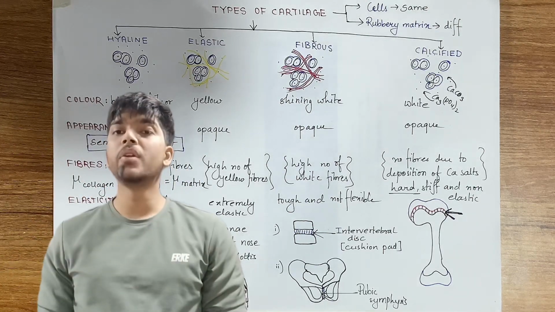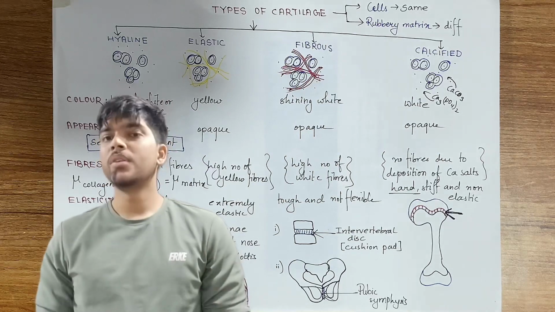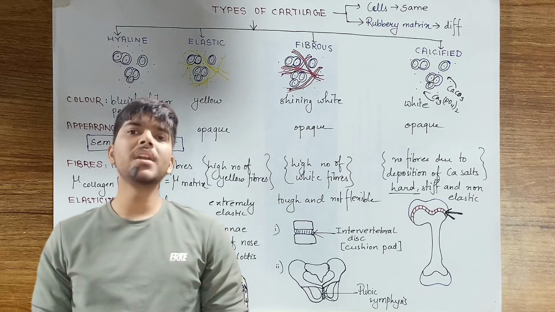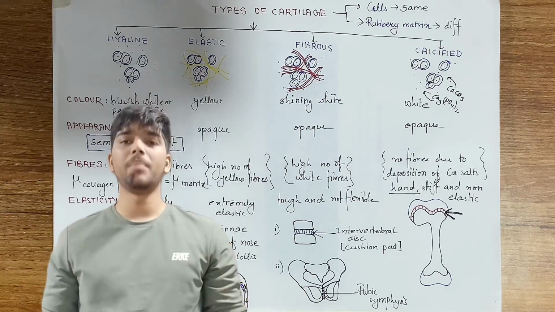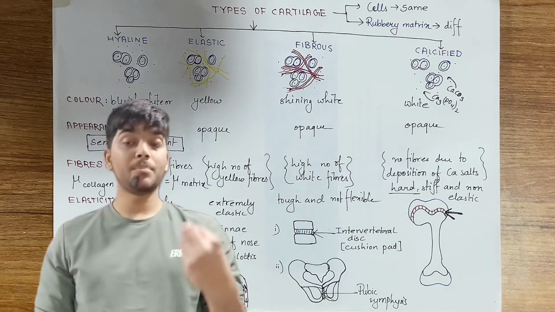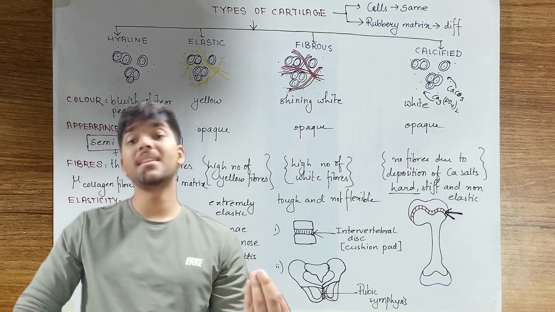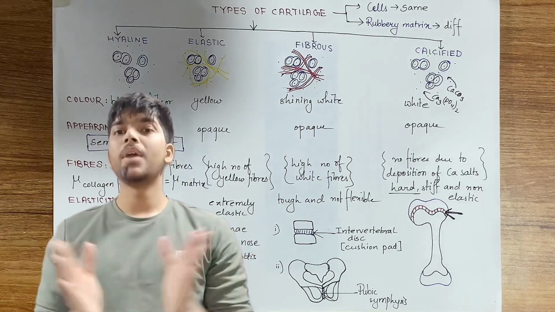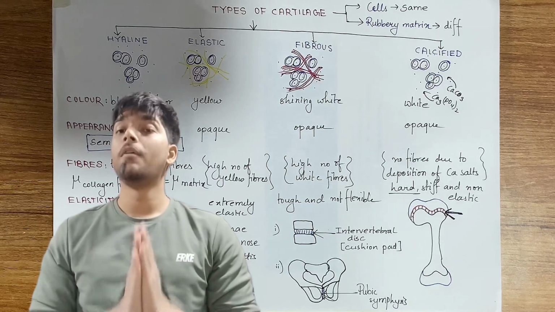Next is your vascular or fluid connective tissue, which contains blood and lymph. Now, the thing is that blood itself is a very vast topic because it is useful both in the chapter of animal tissue and in the chapter of circulatory system. So both blood and lymph together will have a short video of their own.